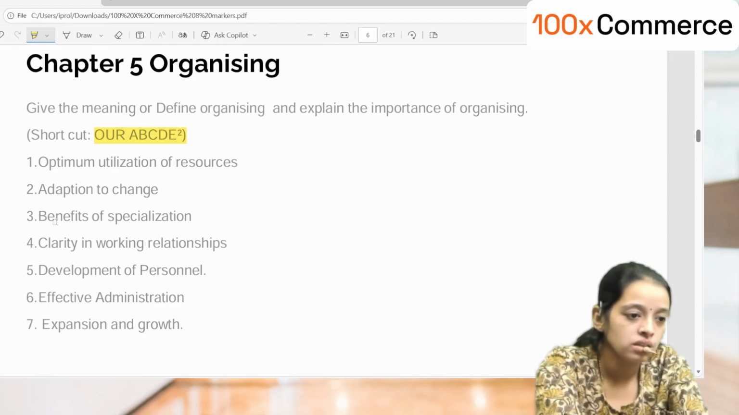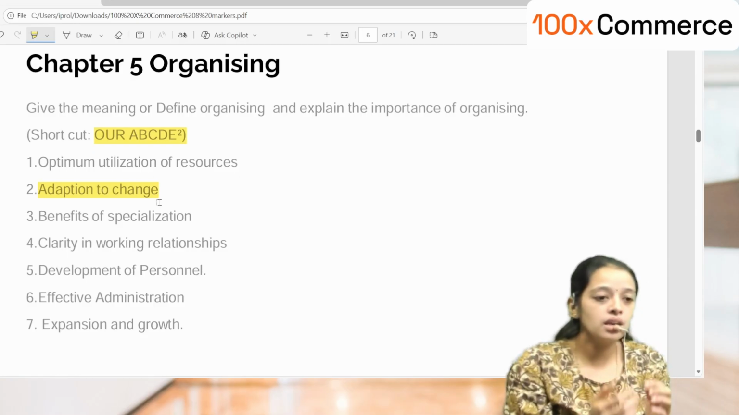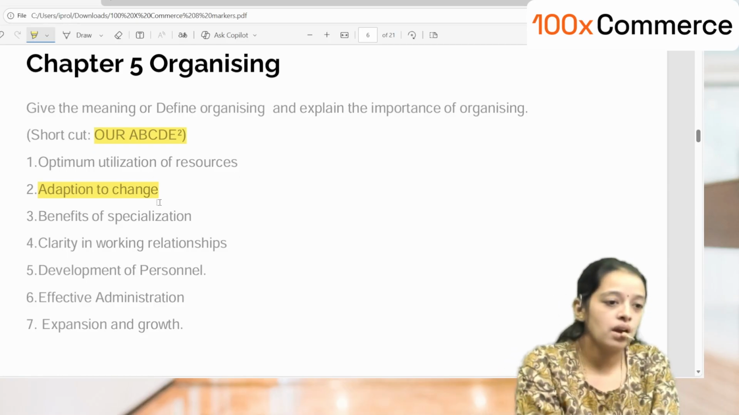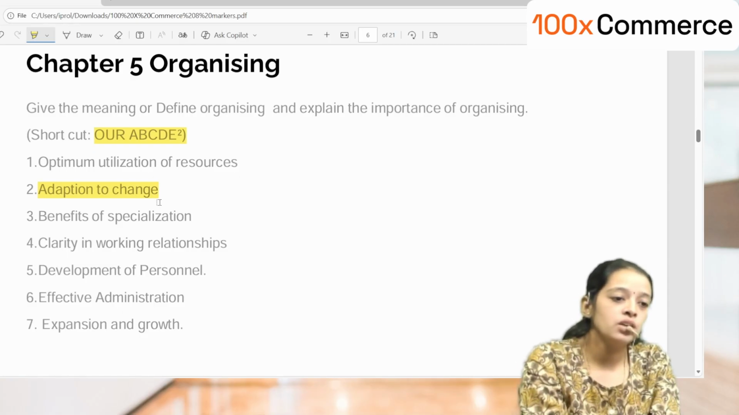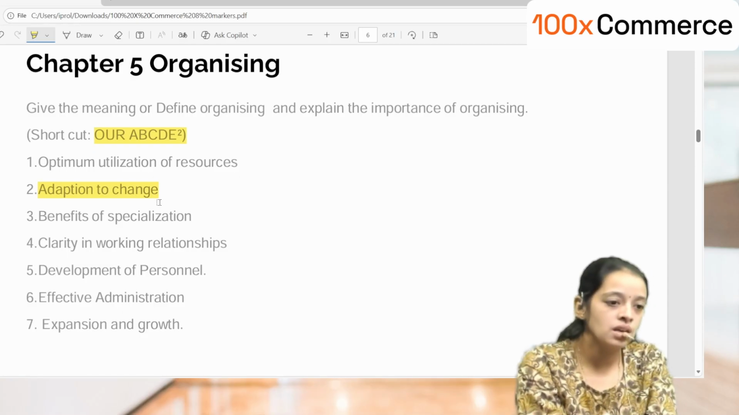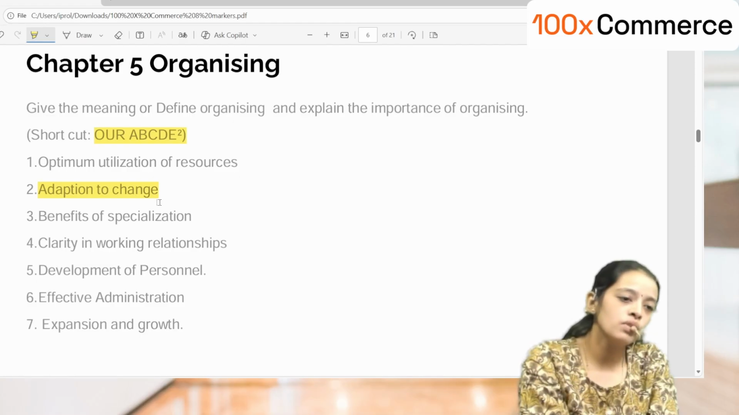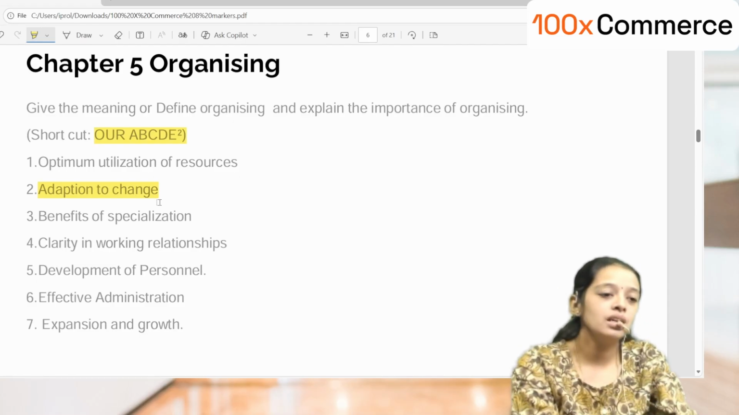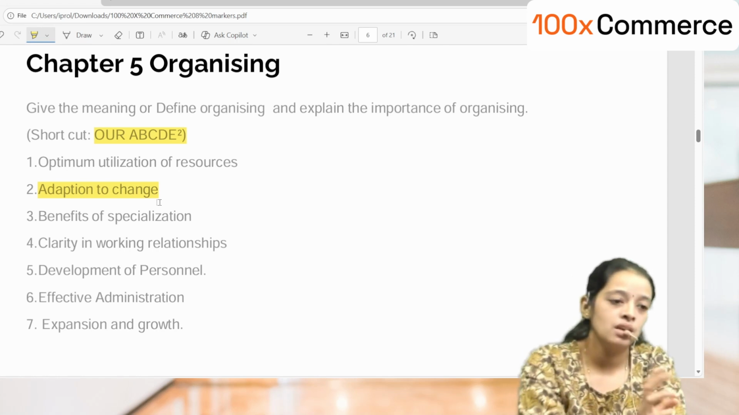Next one, the word A stands for adaptation to change. So an organization should be designed in such a way that for any kind of changes happening in the external environment, we should be ready to accept the changes. Yeah, so an organization will always be ready to accept the changes that are happening. Basically it is flexible in nature.